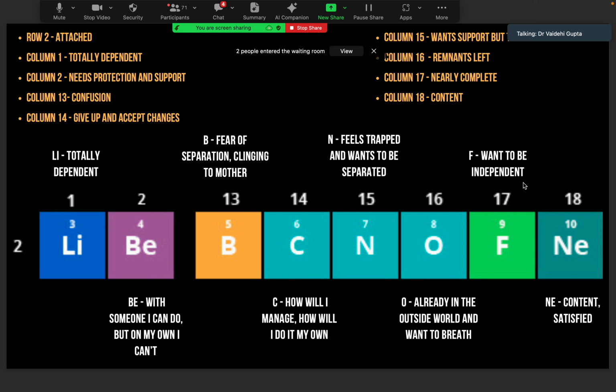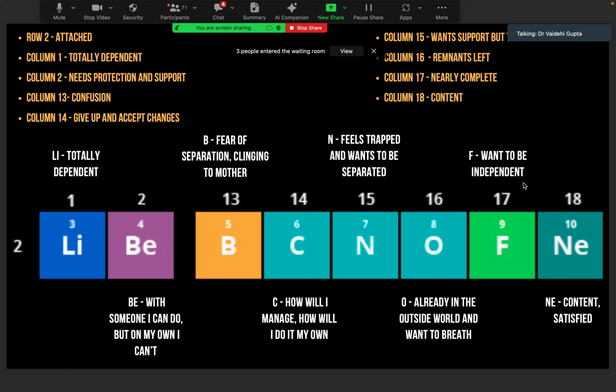Boron: fear of separation, clinging to mother. Boron, borax, the child used to hold his mother firmly, because there is a fear of separation. It's like when he is separating from the mother, there is a fear of what will happen when he separates from his mother. They don't even want the thought of the separation. So that's why there is fear of separation, clinging to mother.